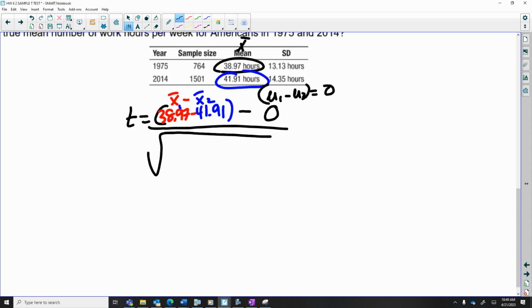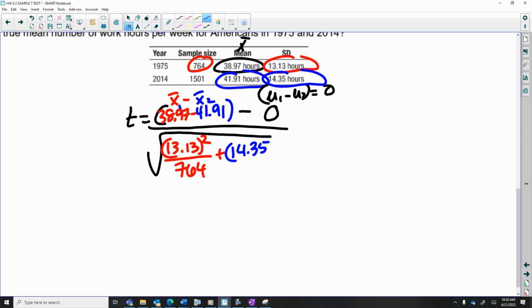Over the square root of s1 squared over n1. So s1 is here, 13.13, squared over n1, which was 764, plus s2 squared over n2. s2 is here, 14.35, squared over n2, 1501. So again, do we really want to do this by hand? Of course we don't. So now we're going to go to our calculator for help.